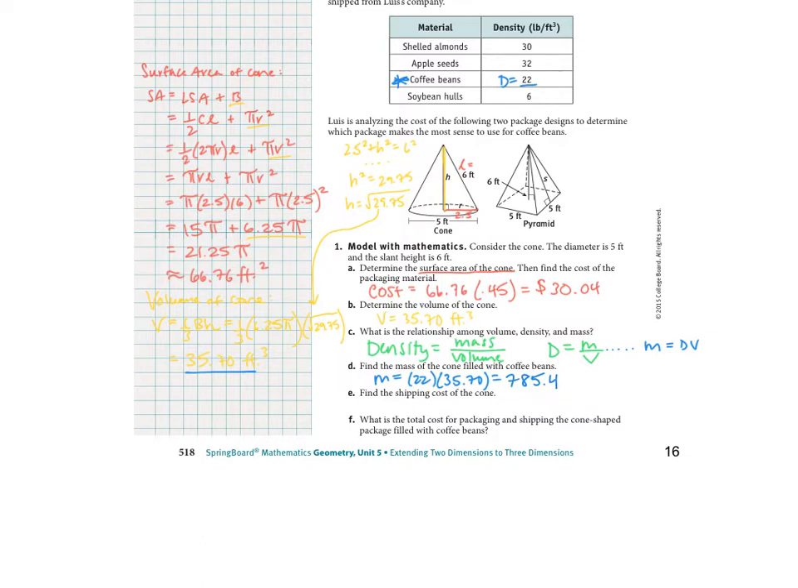Cool. Now, looking at this, our mass going up to the top. The density is measured in pounds per cubic foot. We've already worked with cubic feet, so now we're going to measure this in pounds. So now let's find the shipping cost of our cone, now that we know the weight of it. Okay, so to find that, our cost is going to be however much the weight is, which is 785.4 pounds. Pretty heavy.